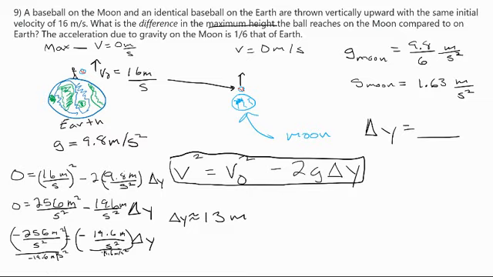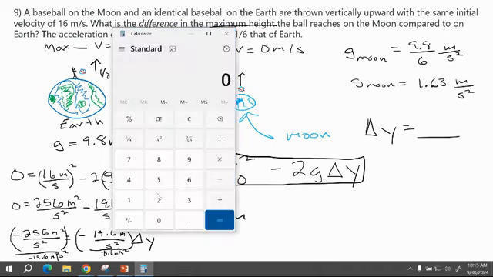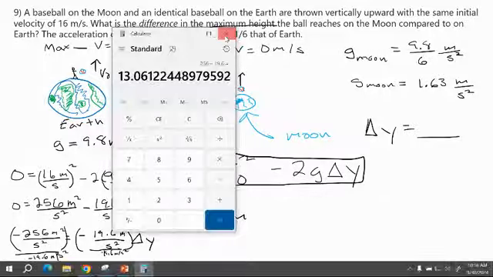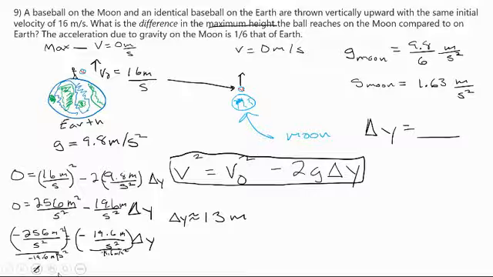Okay. Actually, let me look at that calculator. I may have rounded that not properly. Let me do that again. 256 divided by 19.6. Actually, we should probably make that 13.1. Let's do that.